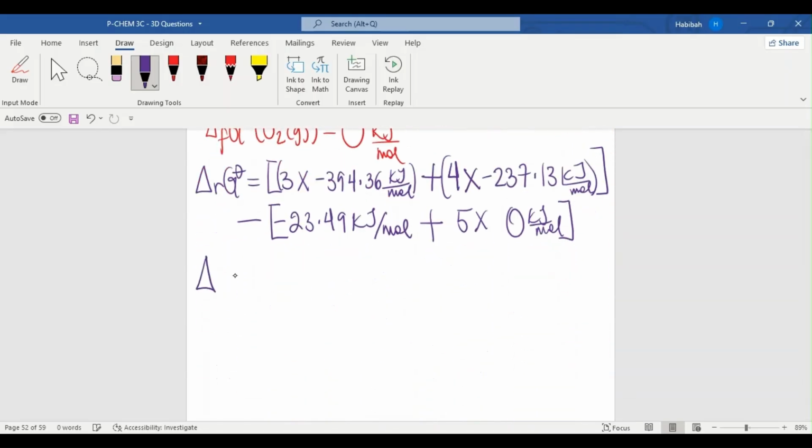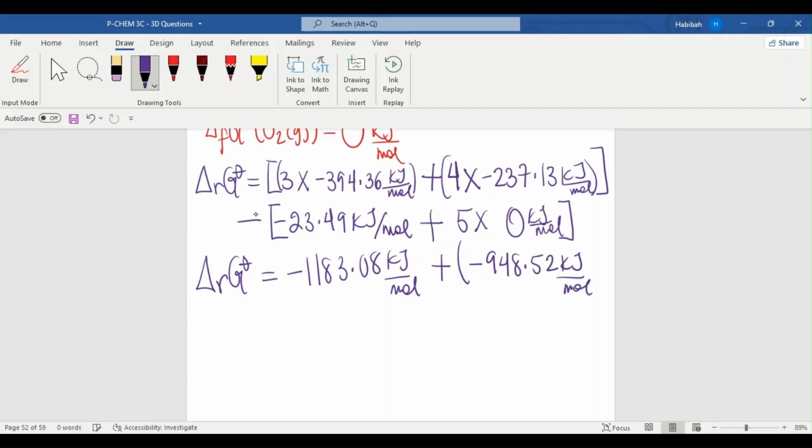So I hope you guys have written it all out. You have the standard Gibbs energy of reaction to be 3 times negative 394.36 kilojoule per mole, which is the same thing as negative 1183.08 kilojoule per mole. That's one. Plus 4 times negative 237.13 kilojoule per mole, which will be negative 948.52 kilojoule per mole. Minus is just simply plus 23.49 kilojoule per mole. And then plus 5 times 0 is simply 0, so just say plus one large 0.